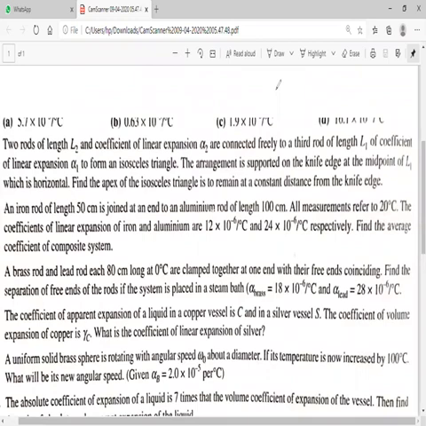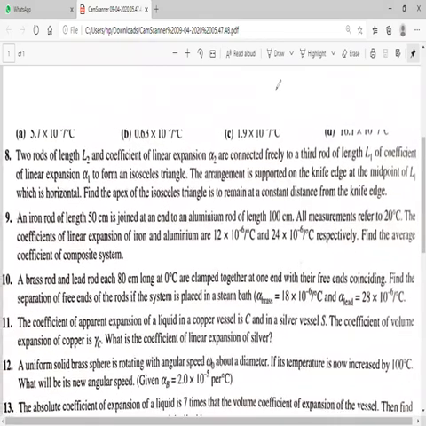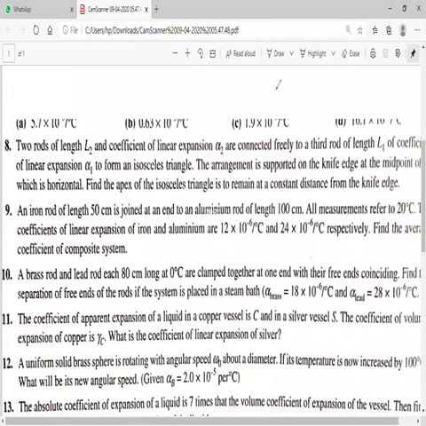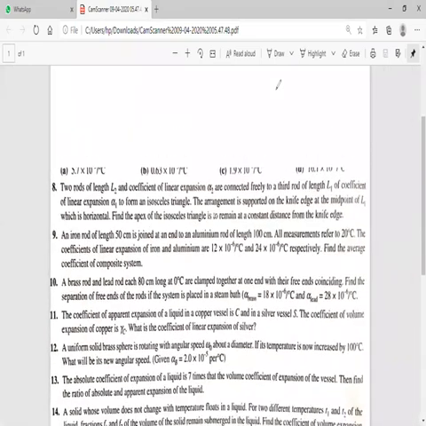Initially the temperature given is 20 degrees Celsius. These measurements are given for 20 degrees Celsius. The coefficients of linear expansion for iron and aluminum are 12 into 10 power minus 6 and 24 into 10 power minus 6 per degree Celsius respectively. Find the average coefficient of the composite system. We are asking the average value of alpha for the combined system given.